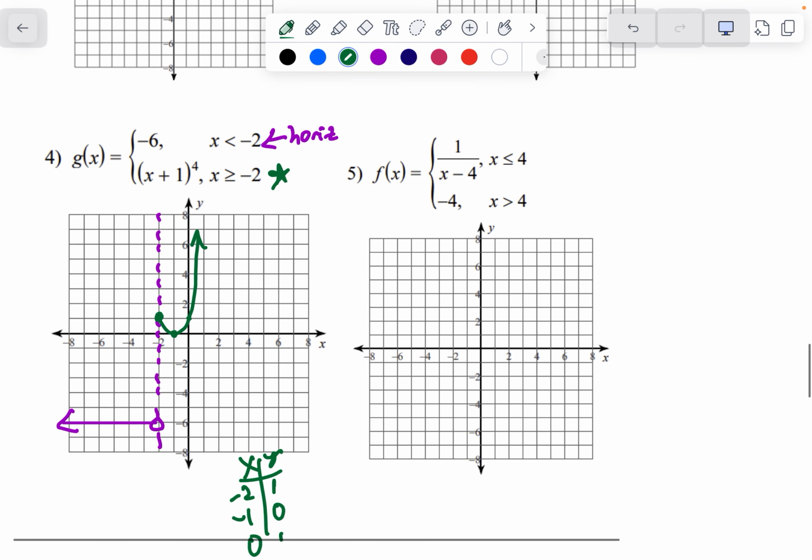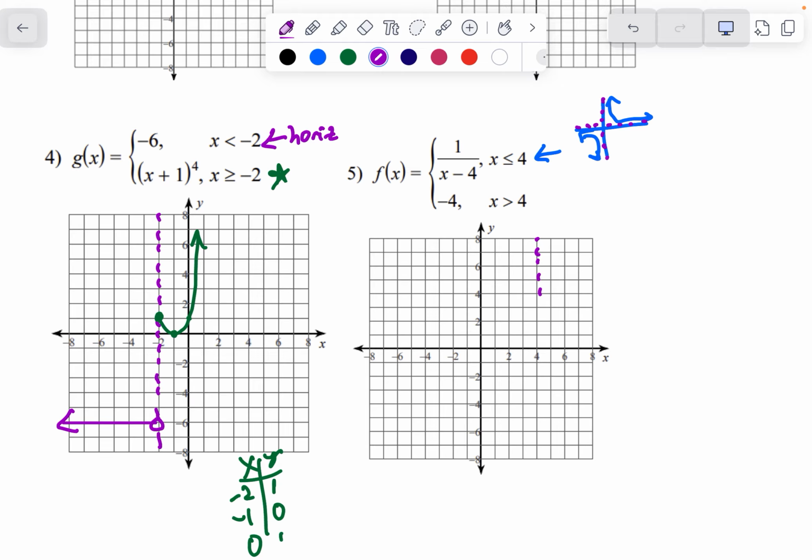Okay, let's do 5. This is our reciprocal function. Remember how our reciprocal function looks? It has those pieces. It has an asymptote. And this one will have gone to the right to 4. So it kind of makes sense that the border's at 4. So let's put our border down. That piece is x less than or equal to 4. So let's put its top little border on.